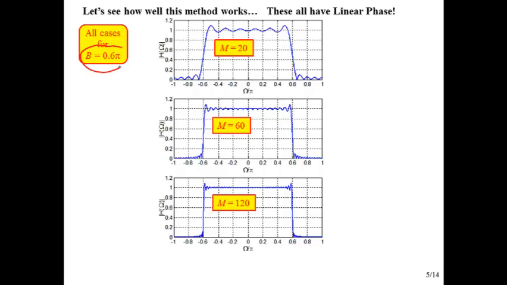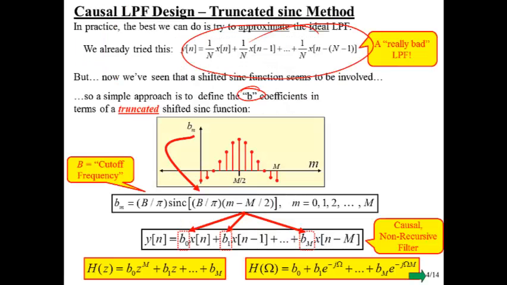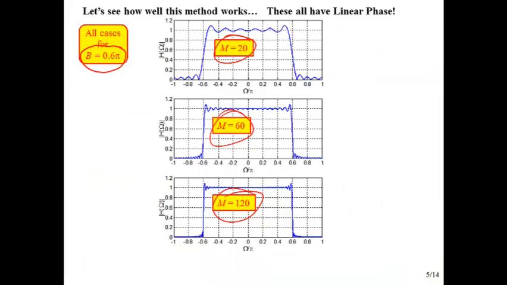I'm trying to design an ideal filter with a cutoff frequency of 0.6, and so I've done this for M equal to 20, M equal to 60, and M equal to 120. So now let's remind ourselves, what is that M? It's the order of this. So we go from m equal to 0 out to capital M. So we say that we would actually be using 21 coefficients, 61 coefficients, and 121 coefficients.